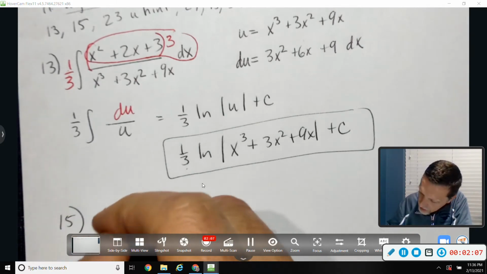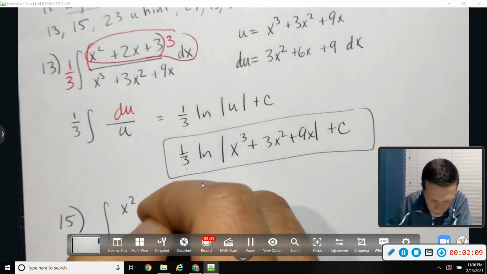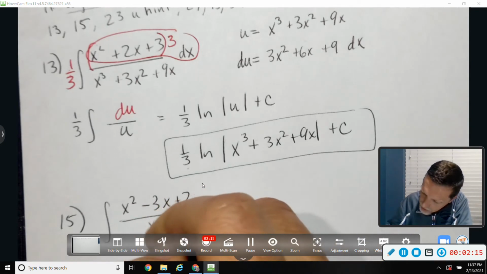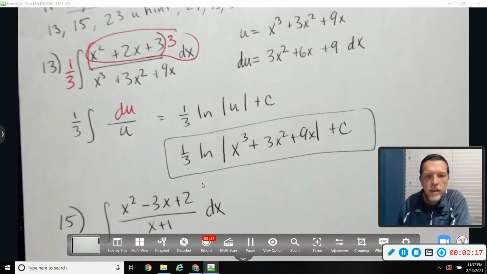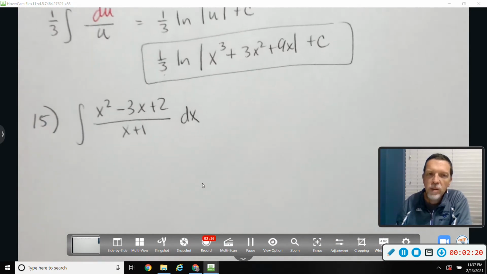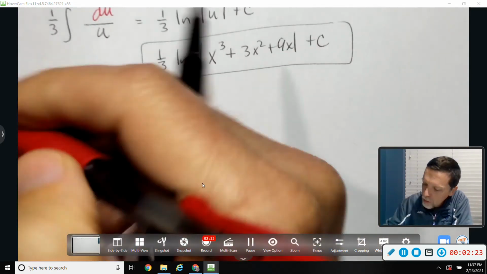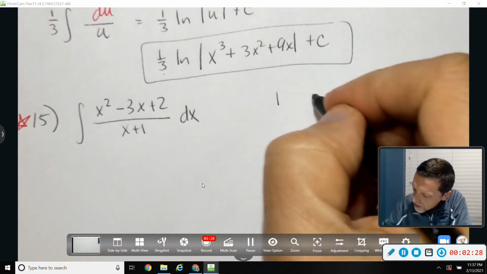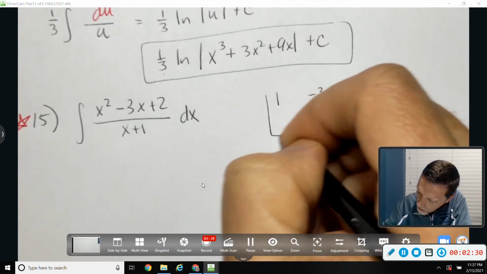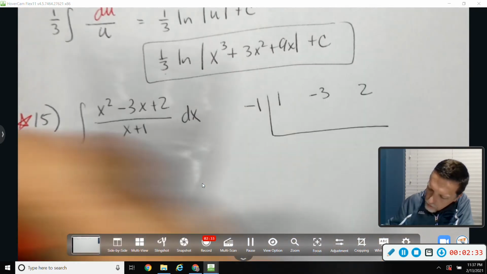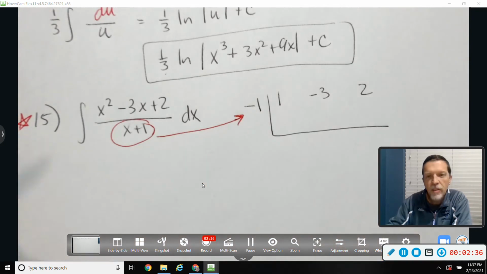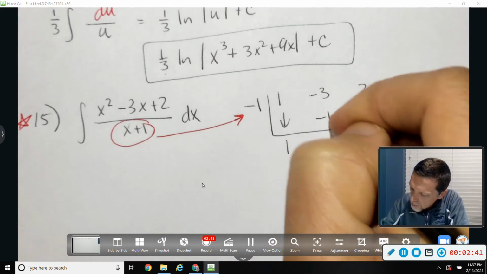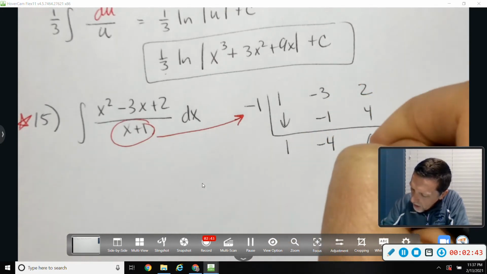Number 15. X squared minus 3x plus 2 all over x plus 1 dx. Well, the top is bigger than the bottom, so that's supposed to trigger our brain to think, wait a minute, I need to do long division or synthetic division. We're dividing by x plus 1, then we'll need to divide with -1. Bring down the 1, multiply, add, multiply, add.